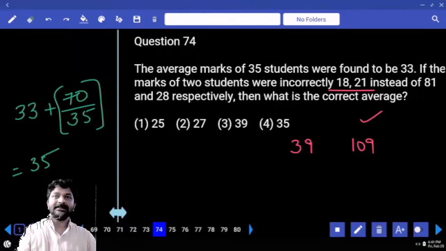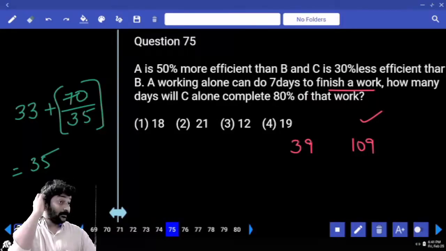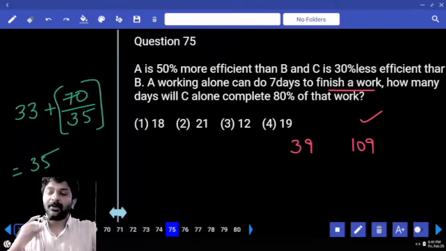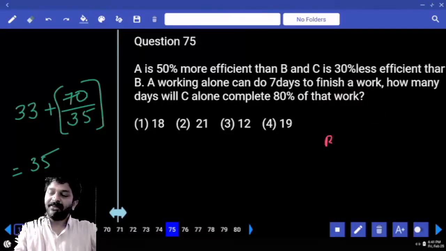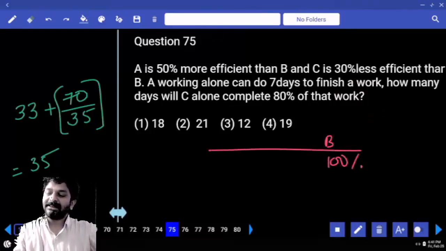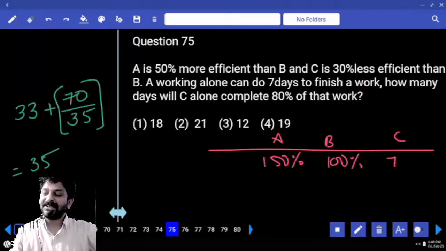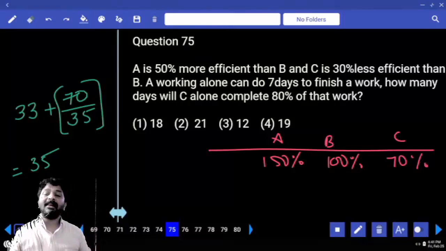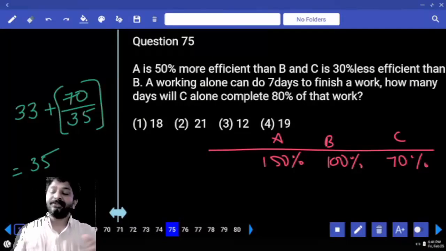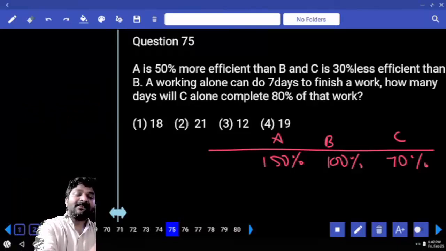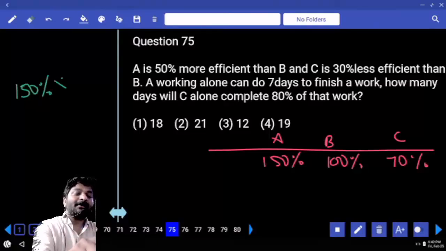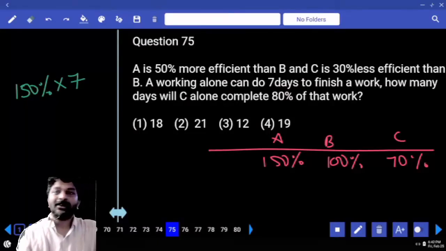Got it? A is 50% more efficient than B. If B efficiency is equal to 100%, A efficiency becomes 50% more, that is 150%. C is 30% less efficient than B. 30% less efficiency. A working alone can do it in 7 days to finish the work. That means total work is equal to A per day can do 150% efficiency. Like that, A needs how many days? 7 days. This is what the total work now.